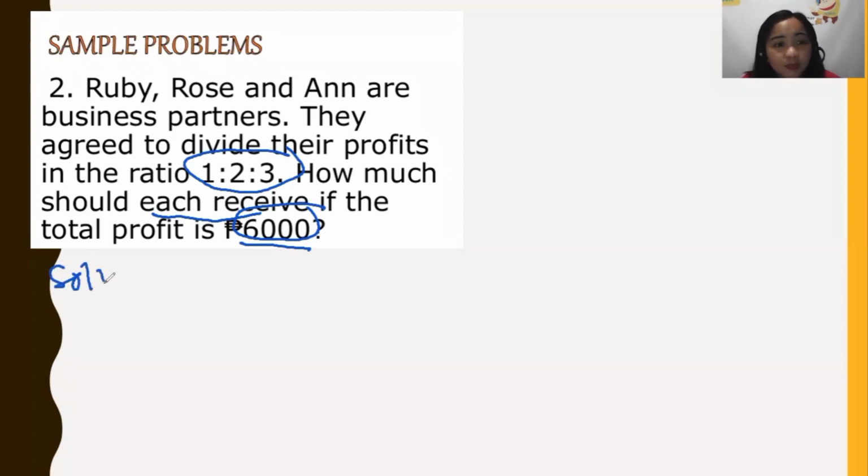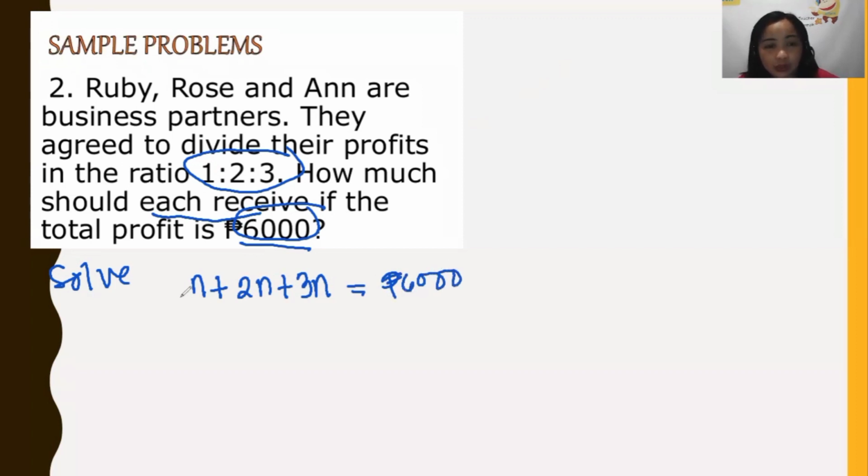Now, let us solve. So, we have n, represent siya ng 1. We have 2n is to 3n. Or pwede nating palitan na ng addition. Erase natin. We have n plus 2n plus 3n equals yung total ng profits nila, which is 6,000 pesos. Now, we have here n plus 2n plus 3n, that is 6n, or yung total nitong ratio.